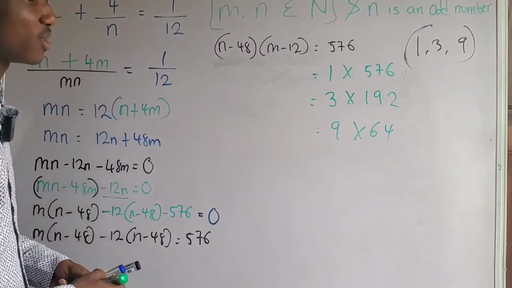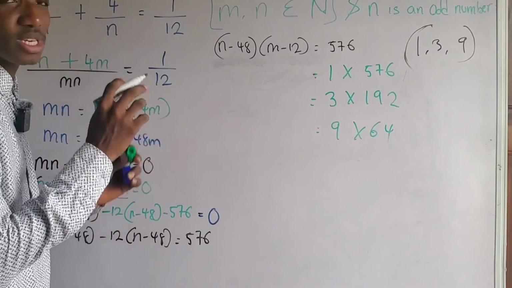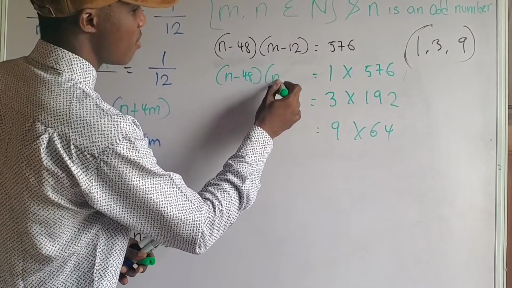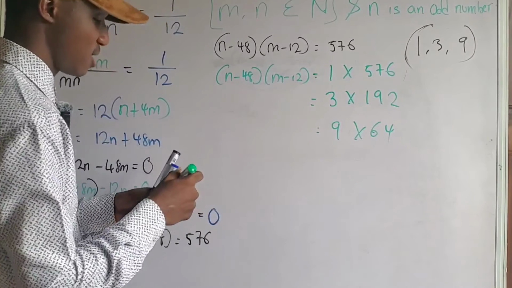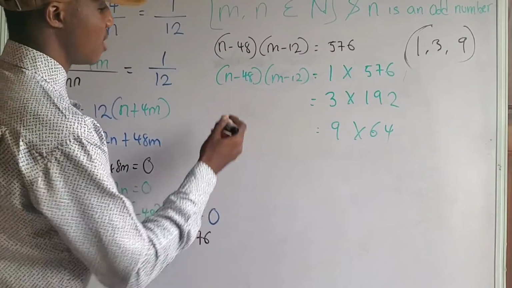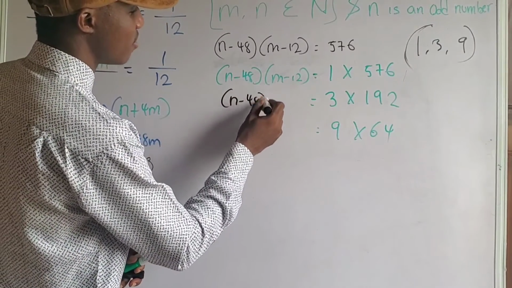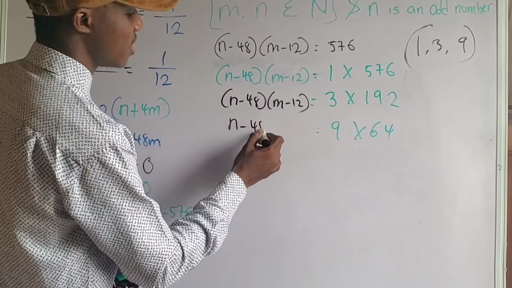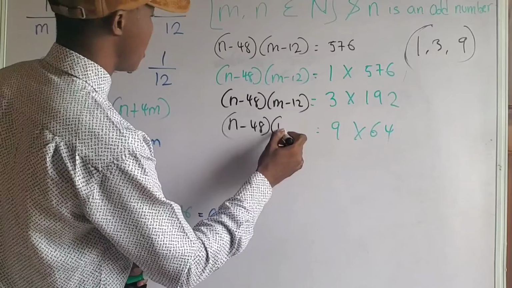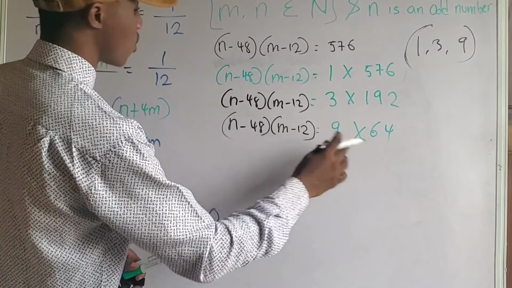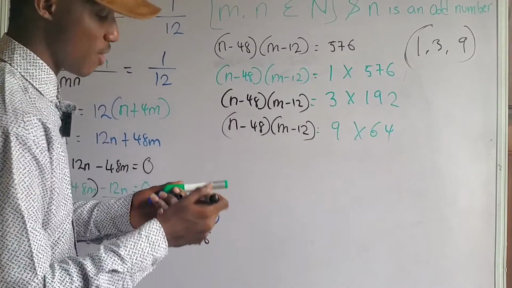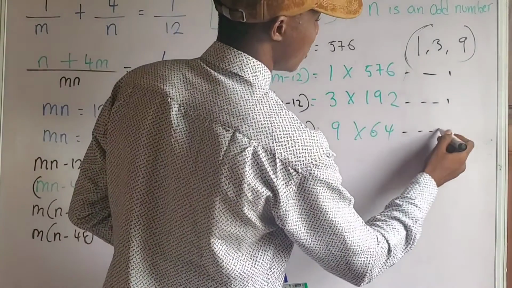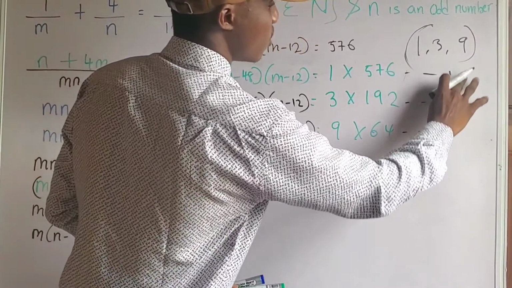Now listen to me carefully. We are going to take it step by step. n minus 48 multiplied by m minus 12 equals this, the same n minus 48 multiplied by m minus 12 equals this, and n minus 48 multiplied by m minus 12 equals this also. Let us call these equation 1, equation 2, and equation 3.